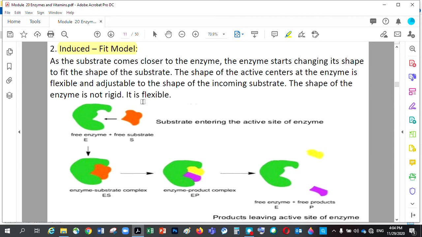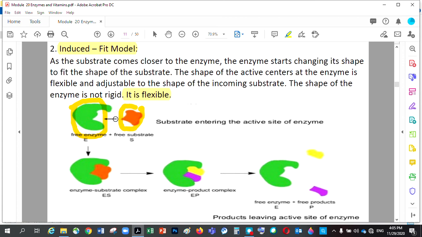But the induced fit makes a lot of sense. You can see that the substrates come closer to the enzyme, correct? See here, they are not the same. The enzyme is huge, very bulky. The enzyme starts changing its shape by itself to fit the shape of the substrate. The shape of the active center of the enzyme is flexible and adjustable to the shape of the incoming substrate. The shape of the enzyme is not rigid. It is flexible. This is very important to know. So here it is, different shapes.